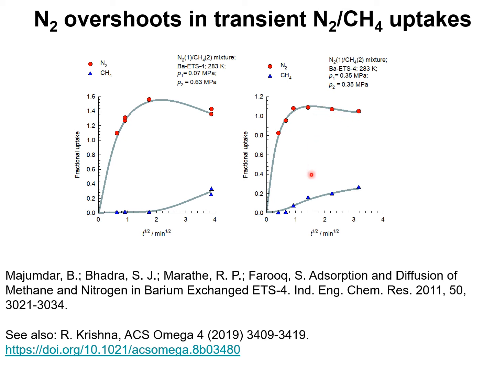The data on the right hand side is for a mixture containing 0.35 megapascal partial pressure in the bulk phase for both components, nitrogen and methane. The modeling of nitrogen-methane separations using barium ETS-4 also demonstrates the importance of taking due account of thermodynamic coupling effects, and the simulation results are described in detail in my paper from 2019.